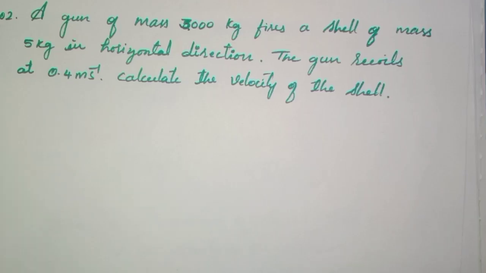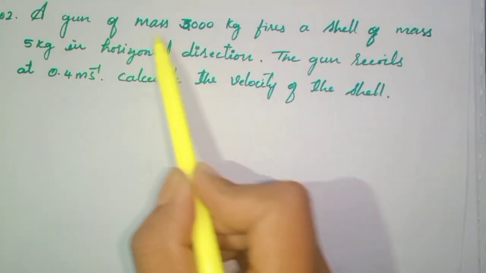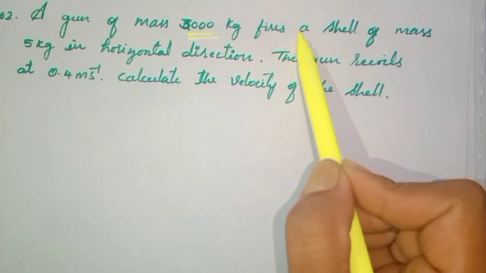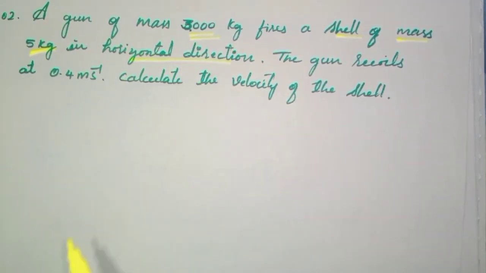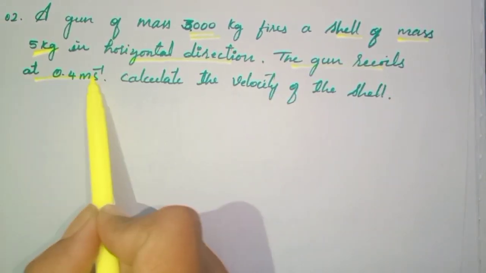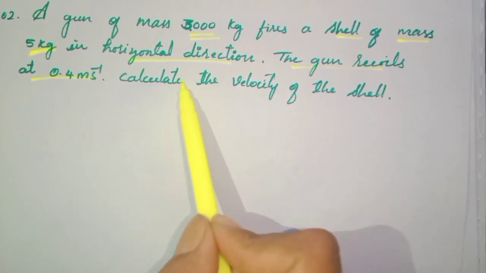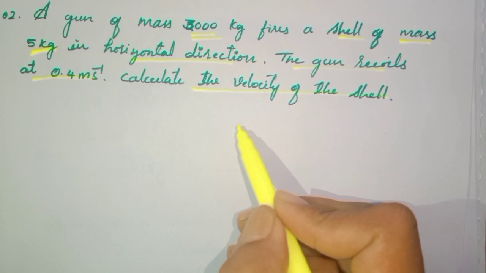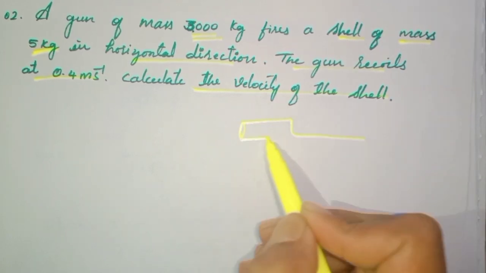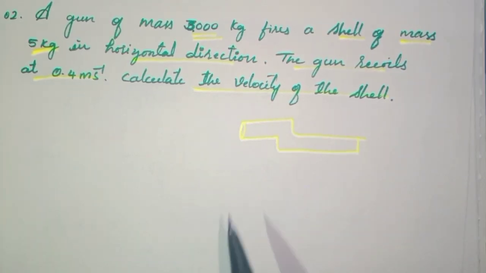So now we will go to the next problem. A gun of mass 3000 kg fires a shell of mass 5 kg in horizontal direction. The gun recoils at 0.4 meter per second. Calculate the velocity of the shell. So what is there? There is a gun. Okay, here what I'll take, a gun. So this is the gun.